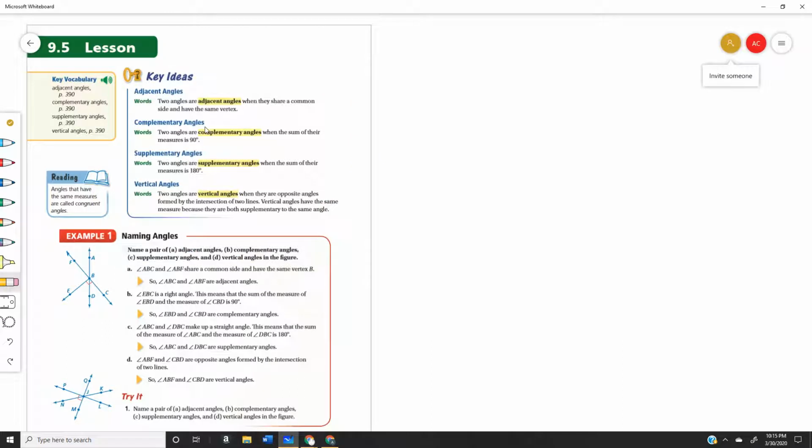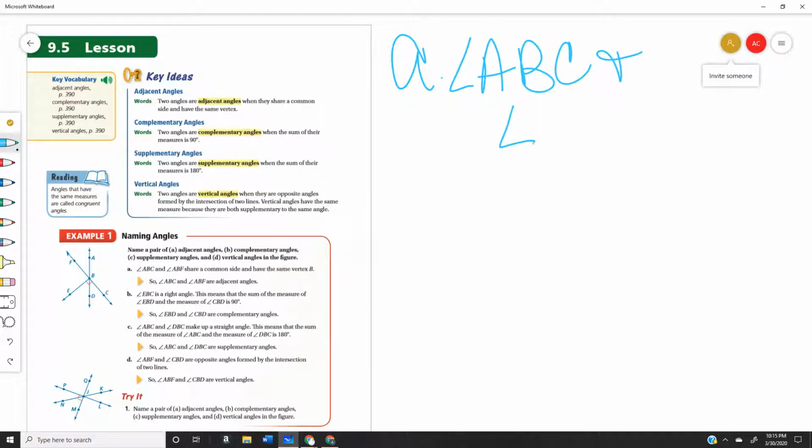And example 1 wants us to name certain things. So let's start with A. For A, it wants us to name the adjacent angles. Now, there are several sets of adjacent angles in here, and I would accept a multitude of different answers. The answer the book gives is angle ABC and angle ABF. So angle ABC is right here, and angle ABF is right here. And you can see that they're adjacent.